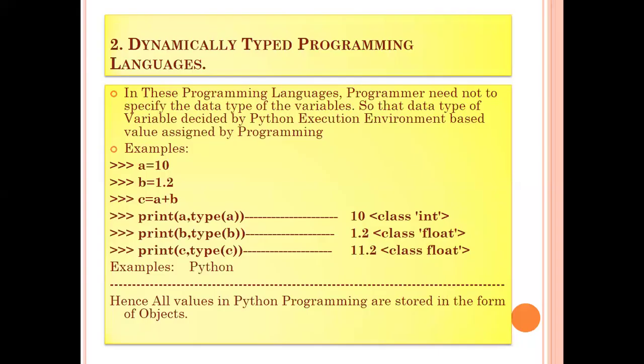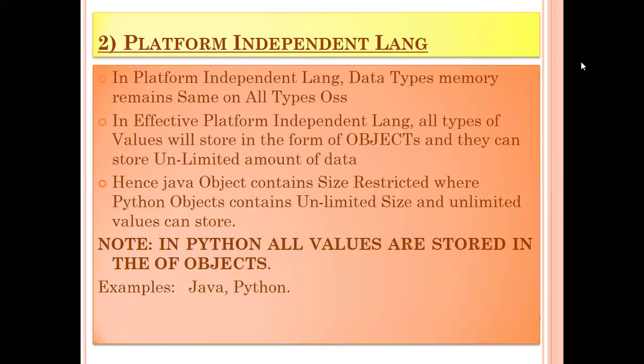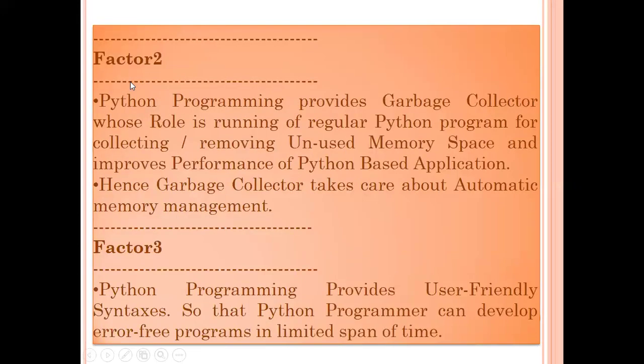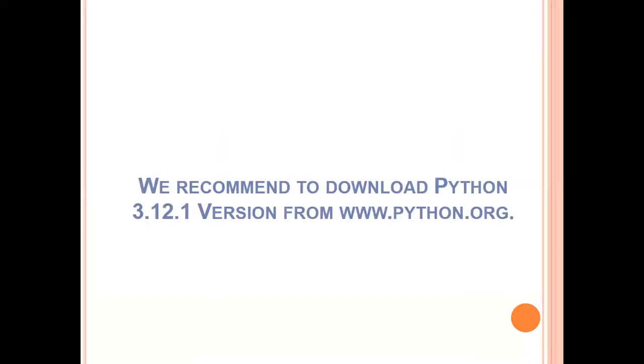Okay. So all the values in Python programming are stored in the form of objects. Whatever we store will be stored in the form of an object. So this is all about the session today. We are going to talk about the next features tomorrow. So today, let's take a quick recap.